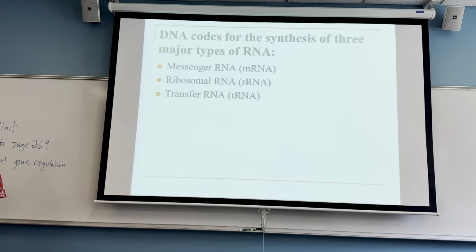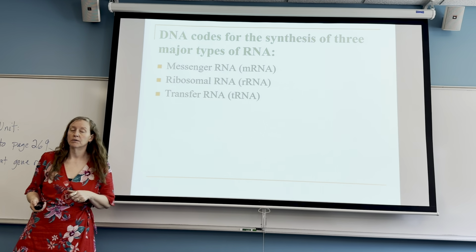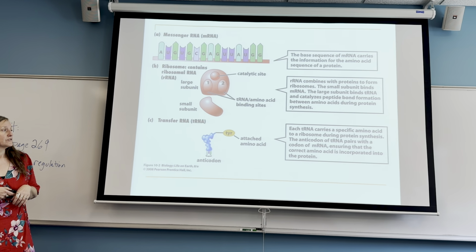There are 3 different kinds of RNA. It's not just one kind of RNA. We have one kind of DNA, but we have 3 different kinds of RNA that help us get to that final protein outcome. So here's all the 3 different RNAs. One is going to have the original message of the DNA. This is called mRNA.